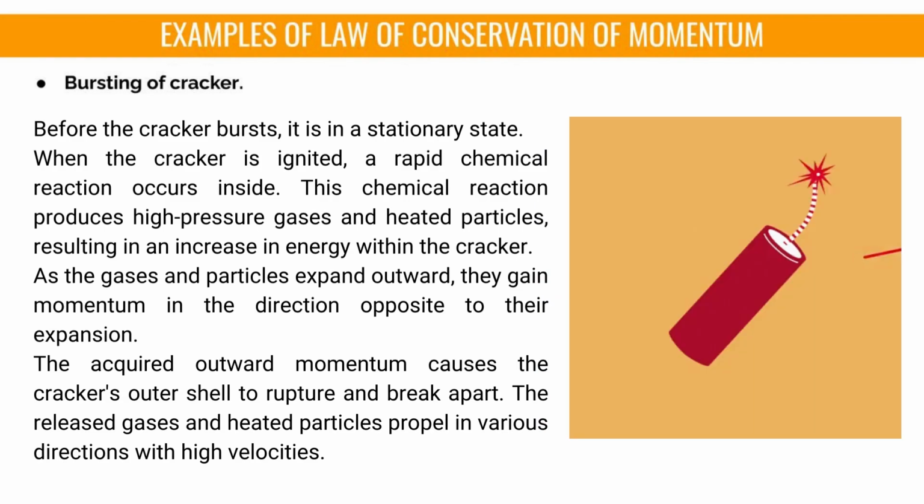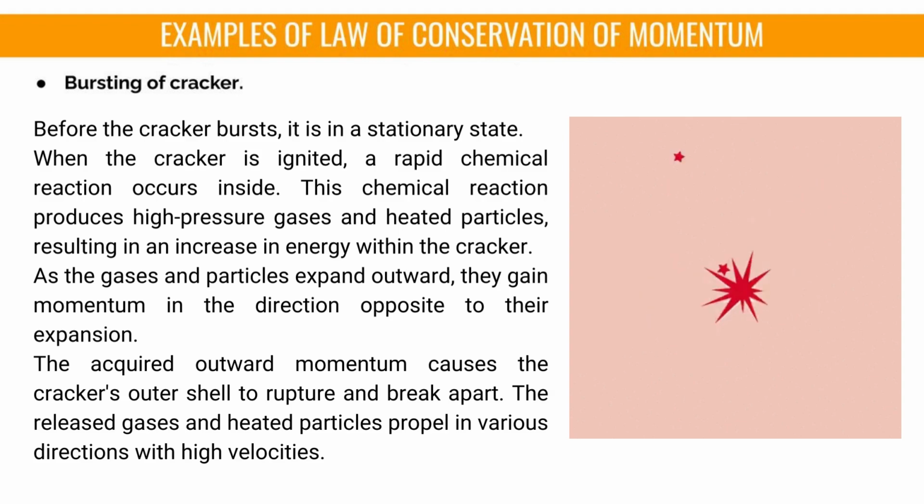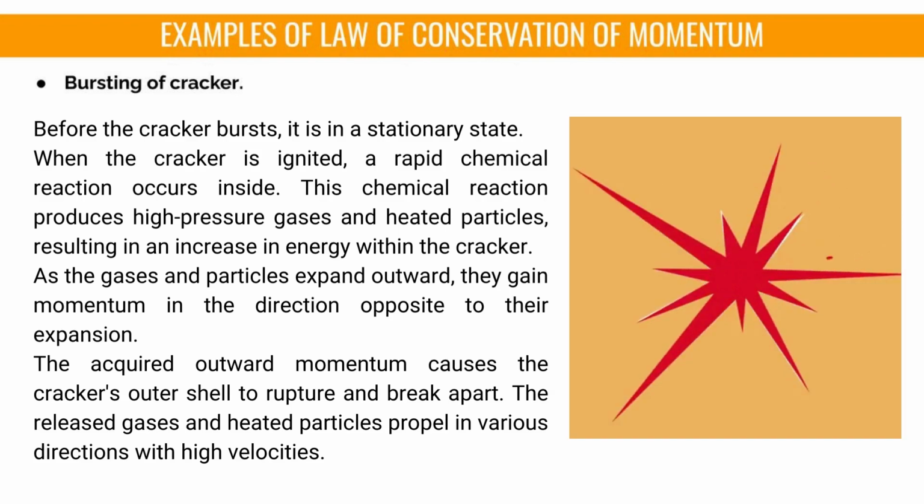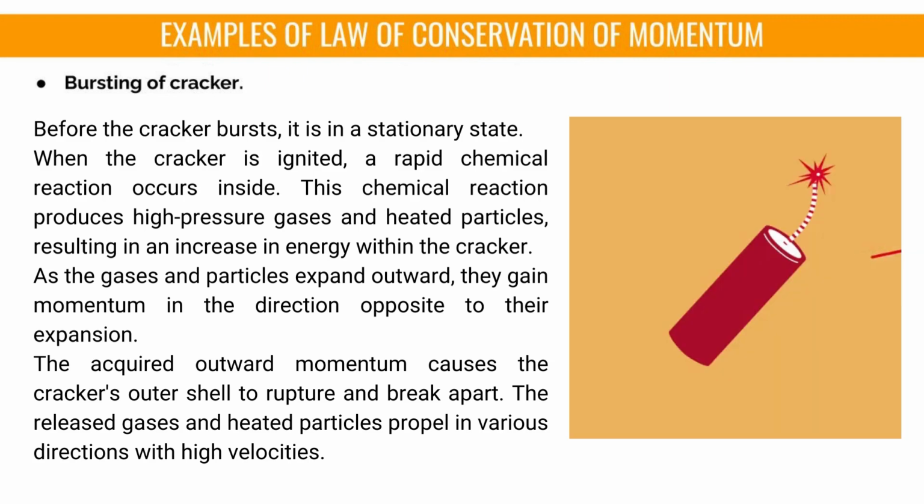Bursting of cracker. Before the cracker bursts, it is in a stationary state. When the cracker is ignited, a rapid chemical reaction occurs inside. This chemical reaction produces high-pressure gases and heated particles, resulting in an increase in energy within the cracker. As the gases and particles expand outward, they gain momentum in the direction opposite to their expansion. The acquired outward momentum causes the cracker's outer shell to rupture and break apart. The released gases and heated particles propel in various directions with high velocities.